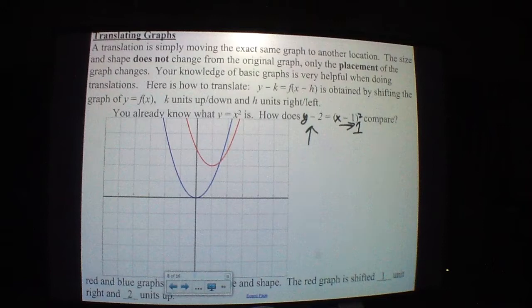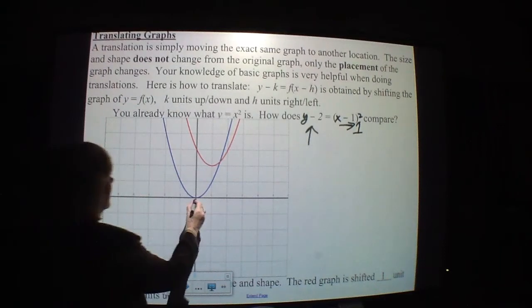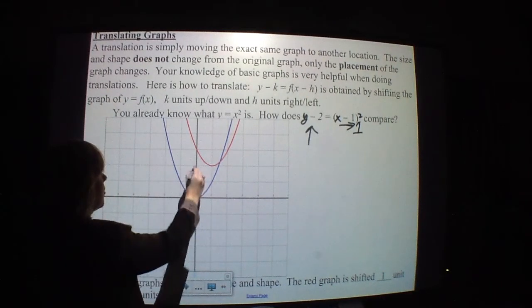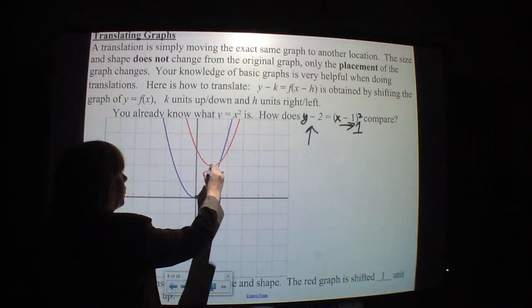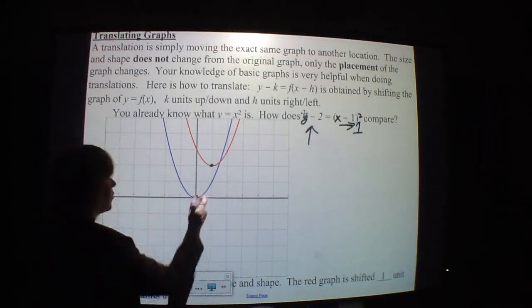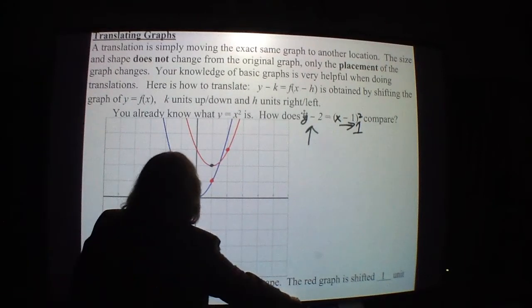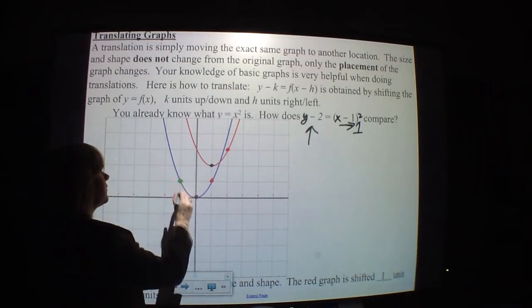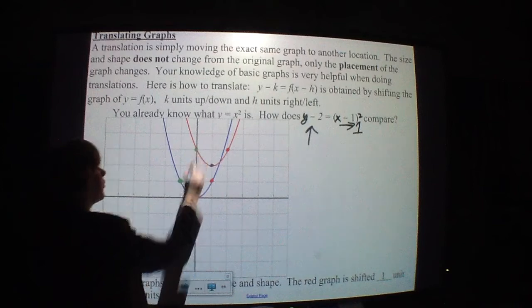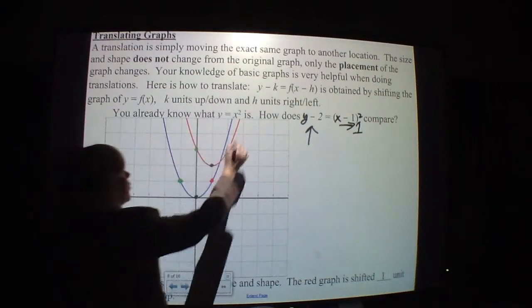So now I take my y equals x squared. Here's a point 0, 0. Go up 2 over 1. Here's a point 1, 1. Up 2 over 1. Here's a point negative 1, 1 that's on that graph. Up 2 over 1. I have 3 points on the graph.